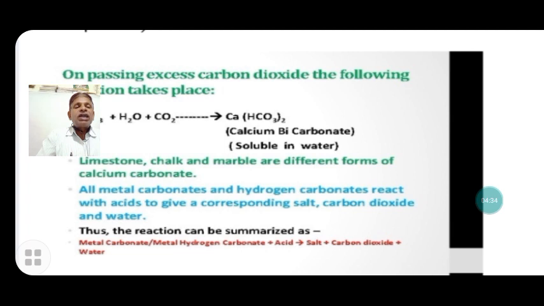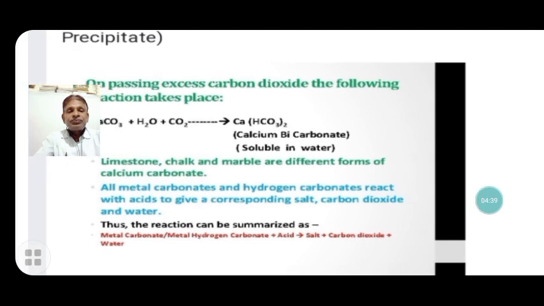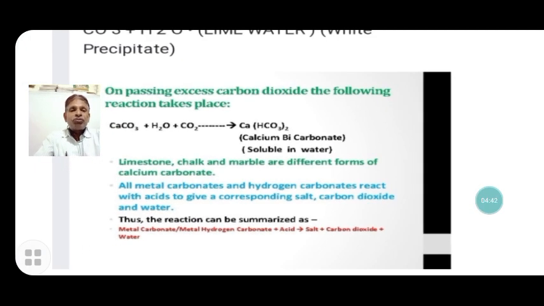On passing excess carbon dioxide, the following reaction takes place. Calcium carbonate plus water plus carbon dioxide forms calcium bicarbonate. After some time, when an excess amount of carbon dioxide is passed, the calcium carbonate is converted into calcium bicarbonate, which is soluble in water, and the solution, the calcium hydroxide taken initially, becomes clear again, due to the formation of calcium bicarbonate that is dissolved in water.